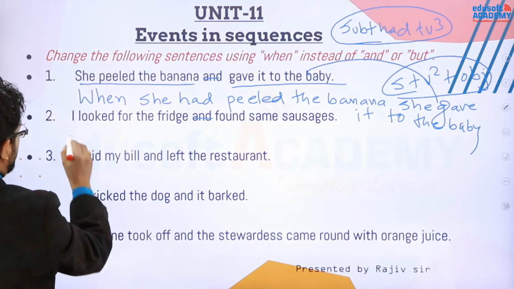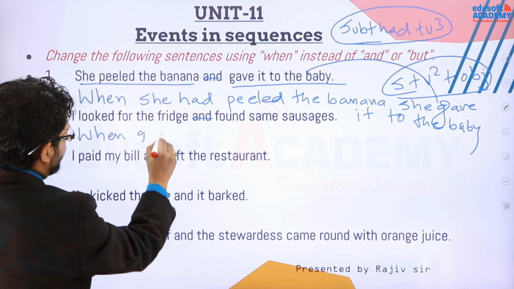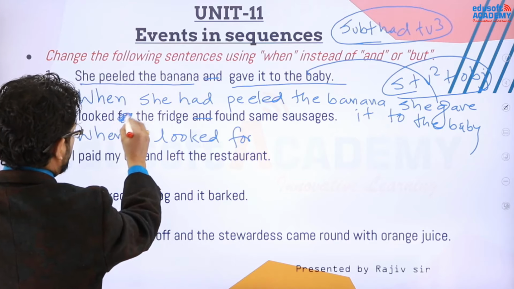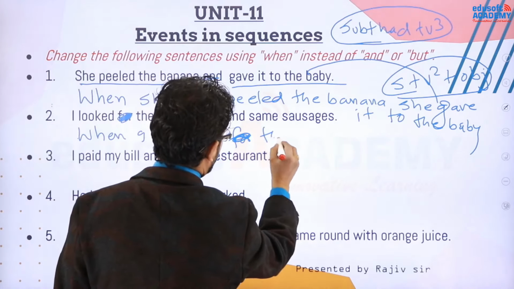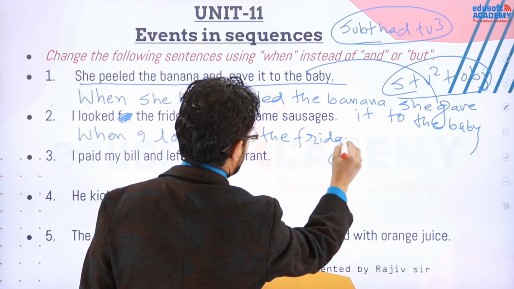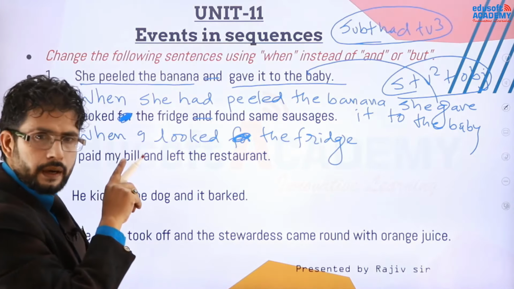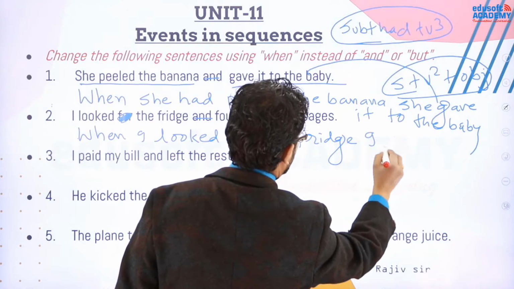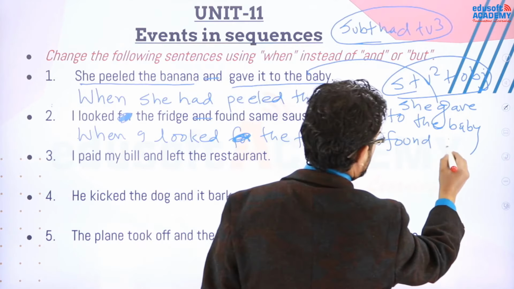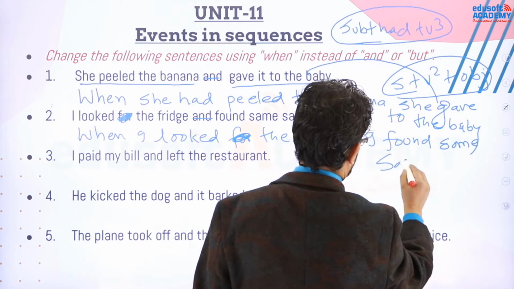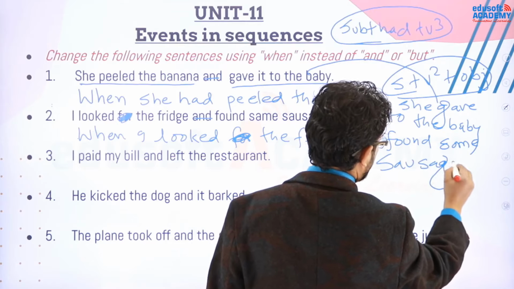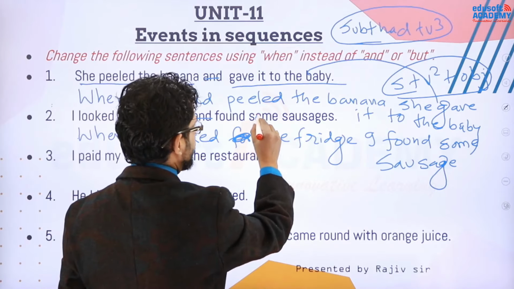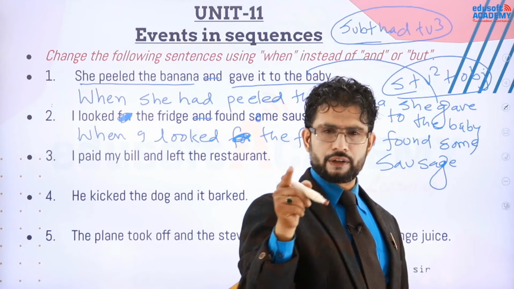So what are you going to write? You are going to write, when I looked the fridge, I found some sausage. Okay, the question is typed wrong. So check, there are some typing mistakes. Here it is also not the same, it is some. So you can look at this in your book also.